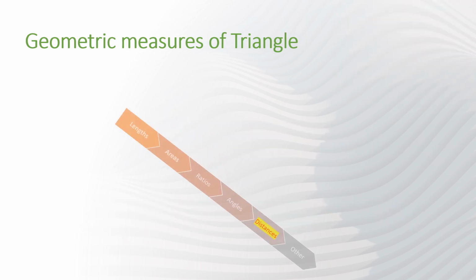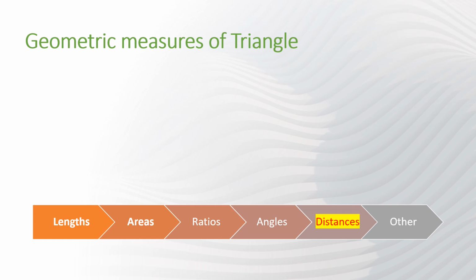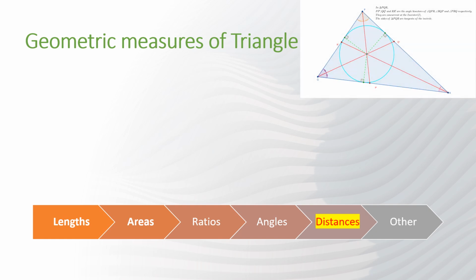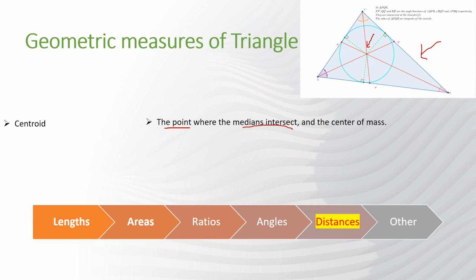Now let's get into distances. What are the distances we keep referring to when we talk about a triangle? Just think of an image here. One of them is the centroid. What is the centroid? It's a point, remember this point, inside the triangle. It's the point where the medians intersect, and we call it the center of mass.